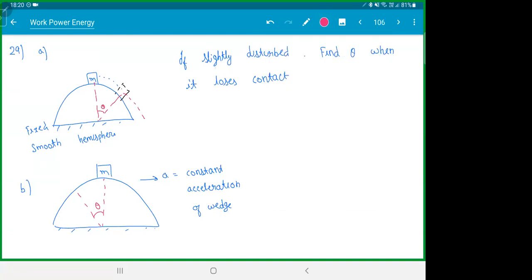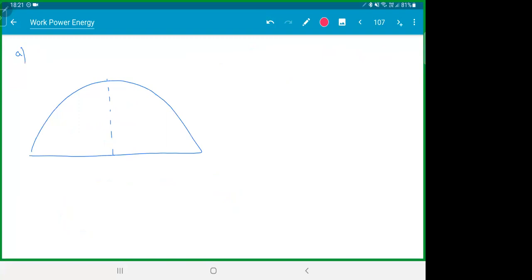See, what did I say? If slightly disturbed, find theta when it loses contact. You're losing contact, so what is zero then? If you're losing contact, what is zero? Normal reaction. Now you should think, okay, normal reaction is zero. In which chapter did you learn about forces? Laws of motion. And what is the first thing you do in laws of motion? You draw an FBD. That is what should go in your head.